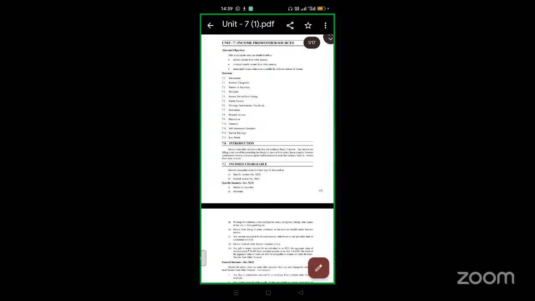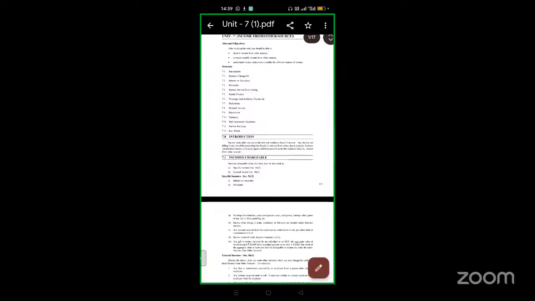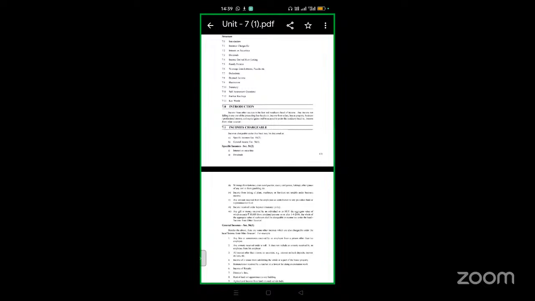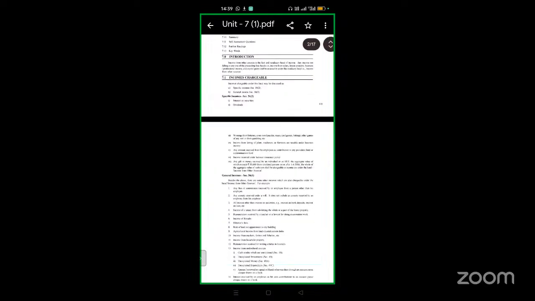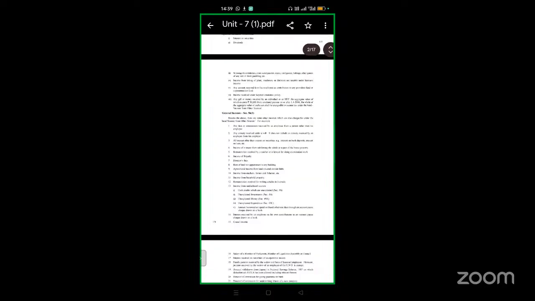If you look here, we have specific incomes as well as general incomes. Specific incomes are interest on securities, dividends, winnings from lotteries, crossword puzzles, races, card games, betting, other games, and income from letting of plant, machinery, or furniture which is not taxable under business income. Next, we have general incomes: any fees or commission received by an employee from a person other than his employer, director's fees, income from royalty, and rent of land not appertaining to any building. So these are all general incomes.